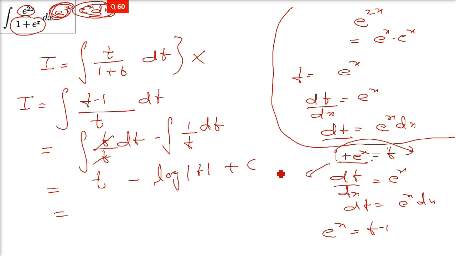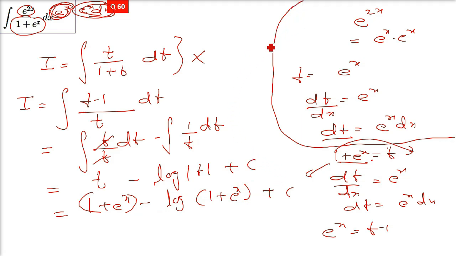And t was taken as 1 plus e raise x. Please remember, we dropped the idea of taking e raise x equals to t. t equals 1 plus e raise x. So 1 plus e raise x minus log modulus of this t, for which I am writing t as 1 plus e raise x, plus constant of integration. Now most of the students will stop here. But those who have practiced know there is one more catch in this question.